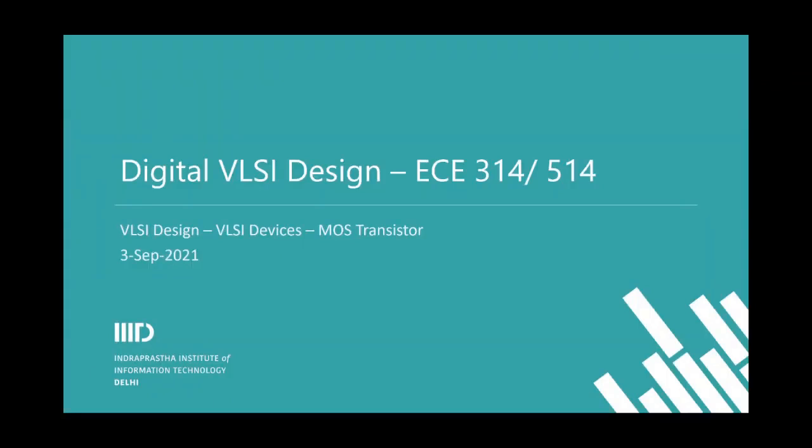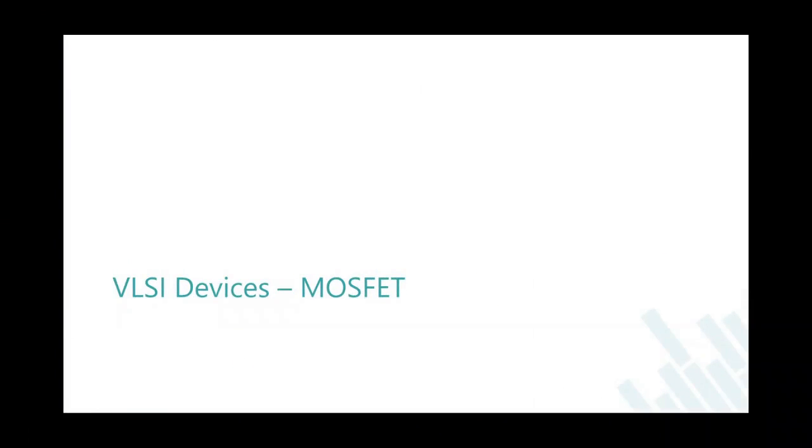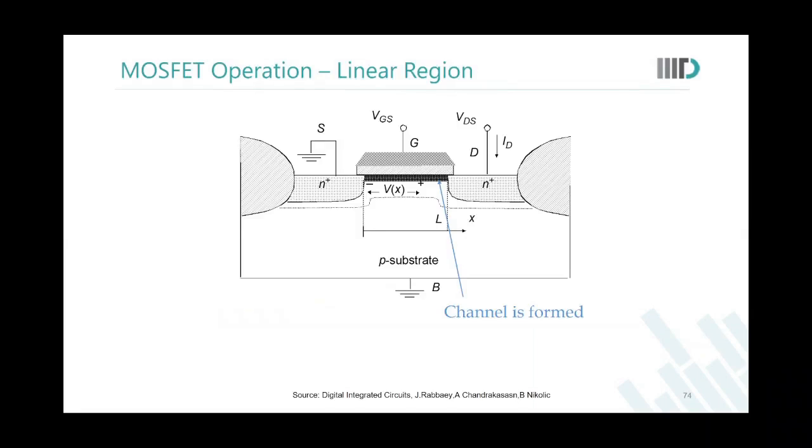Okay then. So today what we are going to cover is MOS transistors. Okay. So this is a MOSFET. What do different parts of this region represent?